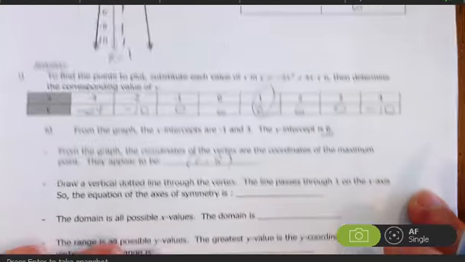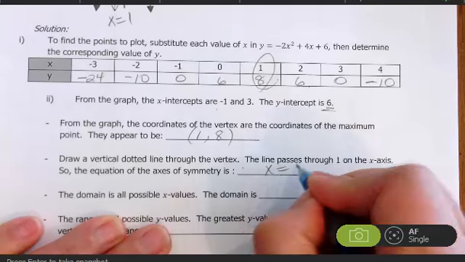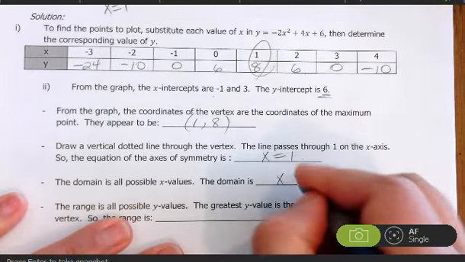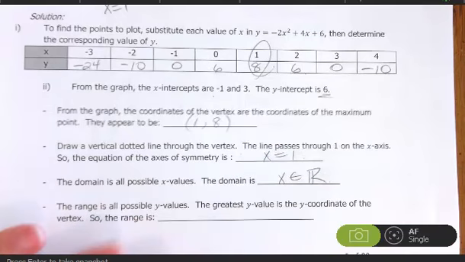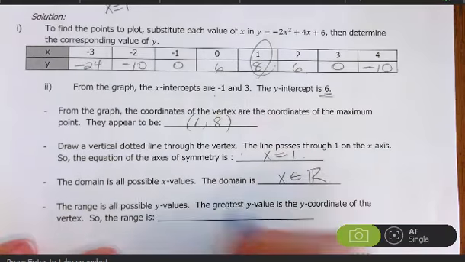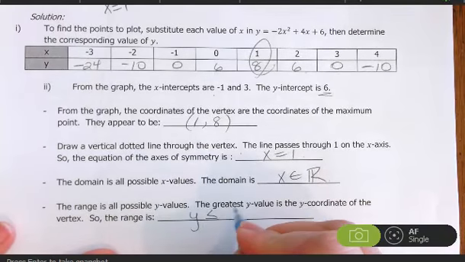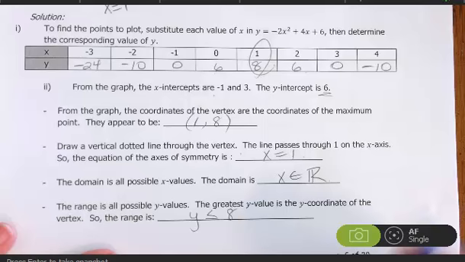And the equation for that is x equals 1. Now, the domain value, well, really, it's all the same for all of these. It's x is an element of the reals, and the range, well, we saw that we only have values smaller than or equal to 8 in my y.